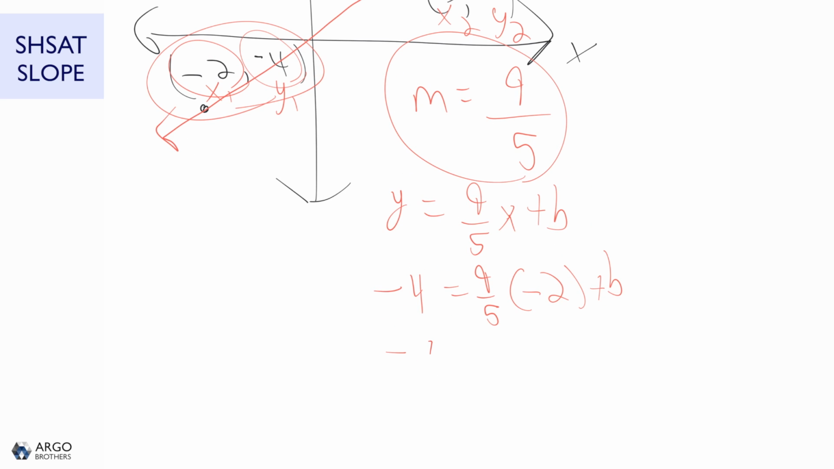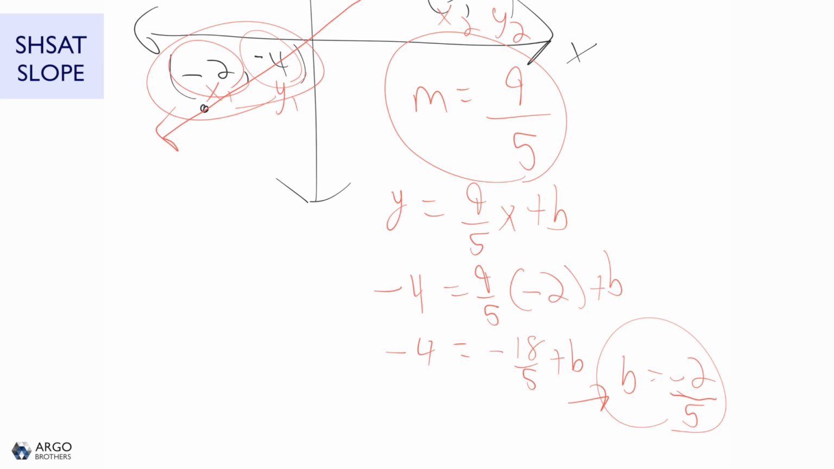We have -4 equals negative 18 over 5 plus b, and b would equal negative 2 over 5. And you can just use your skills of solving for variables in linear equations to find that. So b equals negative 2 over 5.